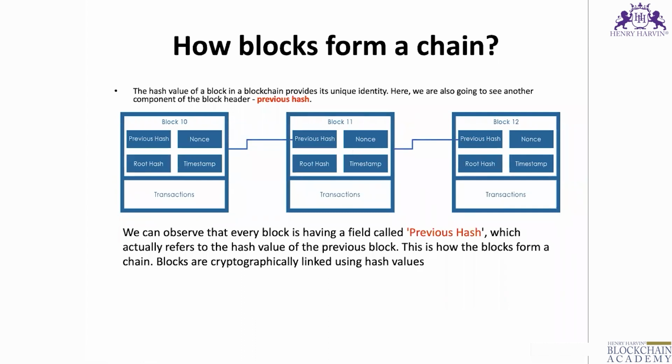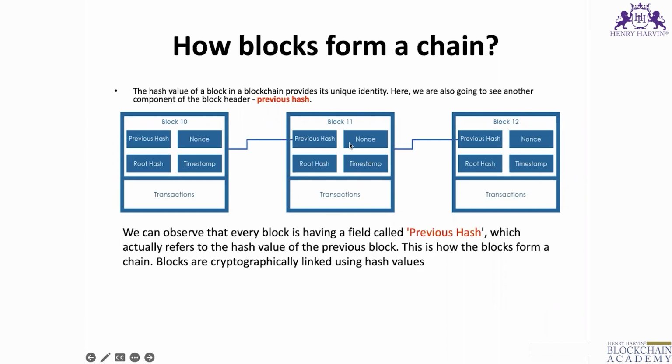Okay. So consider block number 11. Block number 11 has this many fields: hash, some data in the transactions, and root hash. What is the root hash of block number 11? Root hash is nothing but a hash of the transactions in block number 11. Those transactions are hashed together and stored in the root hash field.